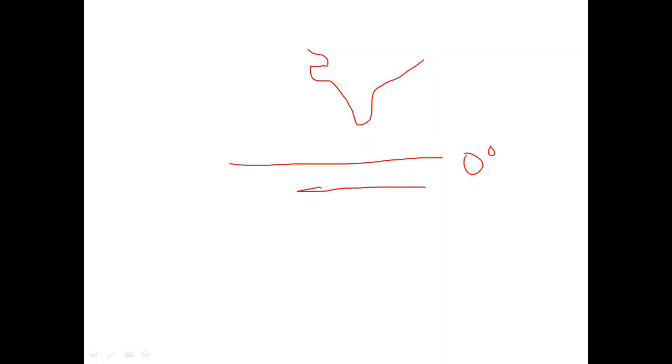So if this is the equator and this is the Indian subcontinent, this is the Indian Ocean. So this is the direction of the south equatorial current and this is the direction of the north equatorial current.